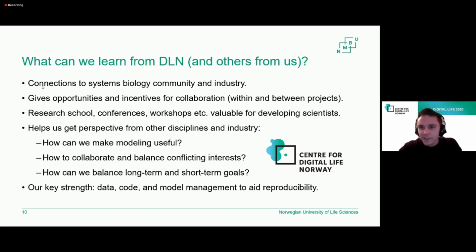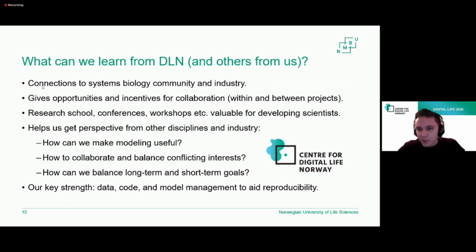Second, it incentivizes collaboration, not only within the project, which is highly collaborative, but also between different projects. For example, we had a workshop with the DCOD project that you will hear about soon. Third, we think the research school, conferences, workshops, etc., are very valuable, especially for developing scientists such as myself and our PhD students. And I haven't been part of this project for very long myself, but speaking to the rest of the group, they said that one of the things that they enjoyed the most was meeting scientists from highly diverse backgrounds in informal settings.